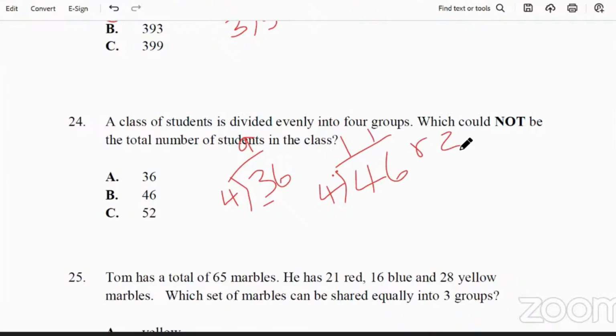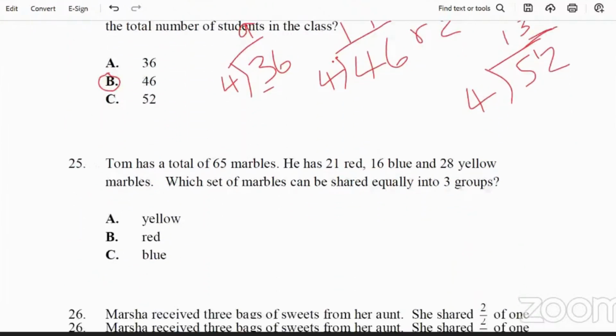For C, 4 into 52. Again, guys, this is a shortcut, but I have division videos you can go watch. 4 into 5 goes 1, and then we have a remainder of 1. 4 into 12 goes 3 times. And so this number is also evenly divisible by 4. So the only number that's not evenly divisible by 4 is B, 46. There was a remainder of 2. 11 times 4 is 44, so we have 2 extra. So the answer was B.